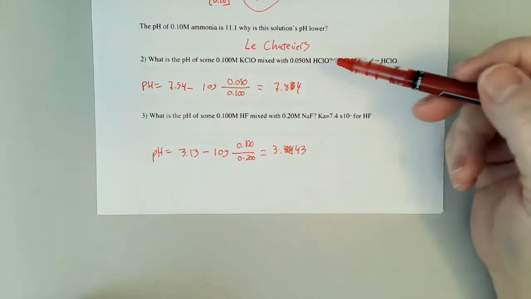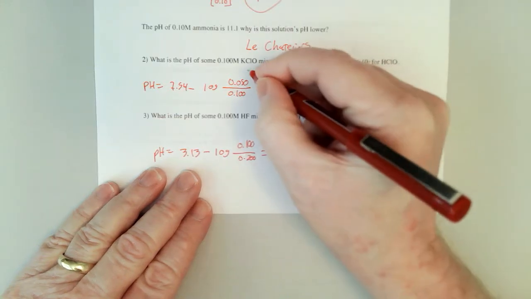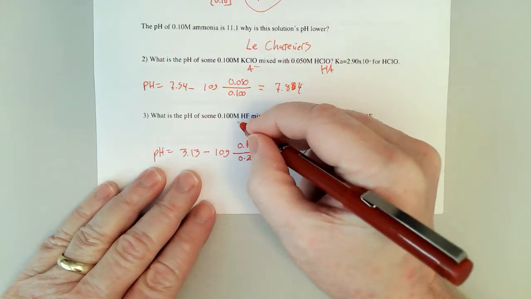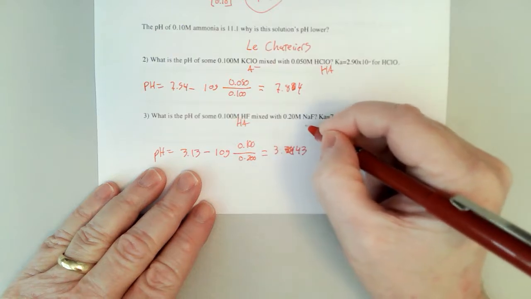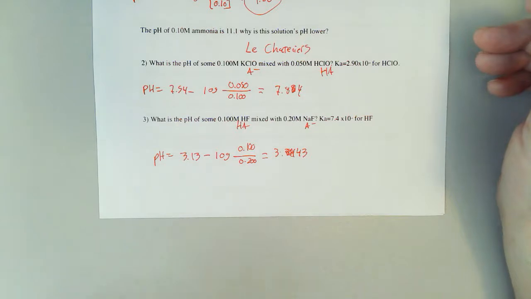Okay, so can you tell the difference between HA and A minus? HA, A minus, HA, A minus. Did I mention you need to know your polyatomic compounds?